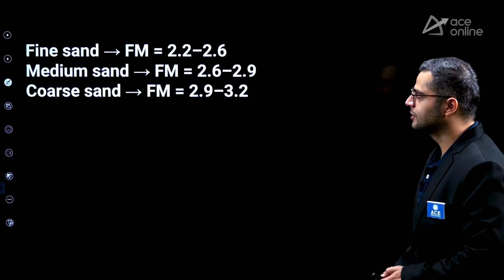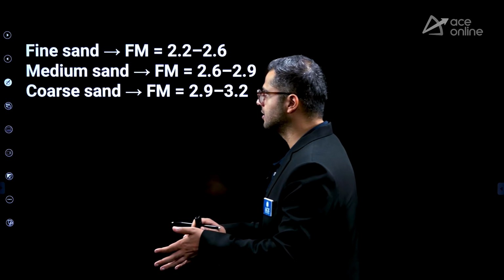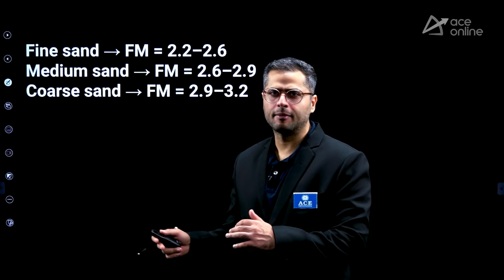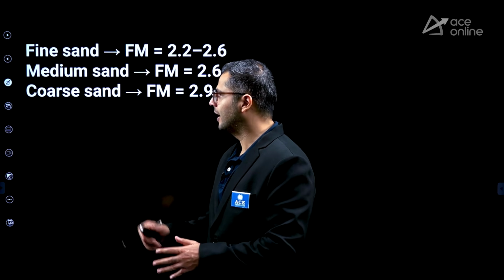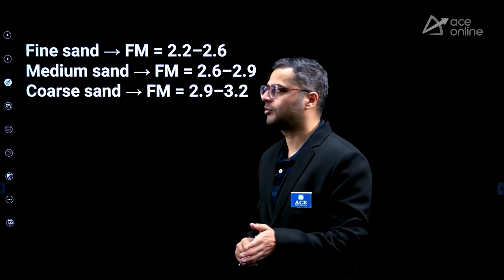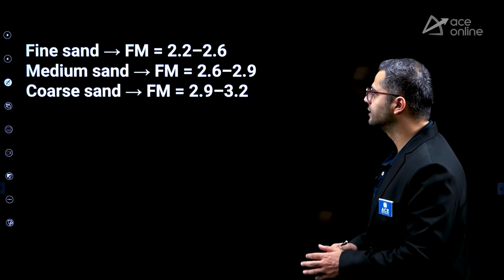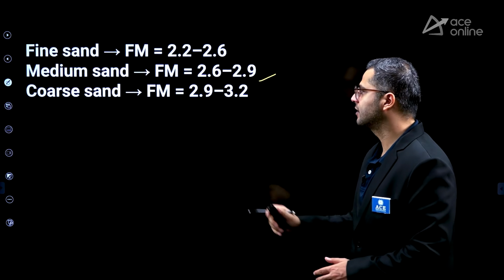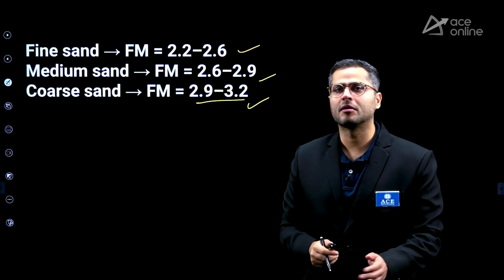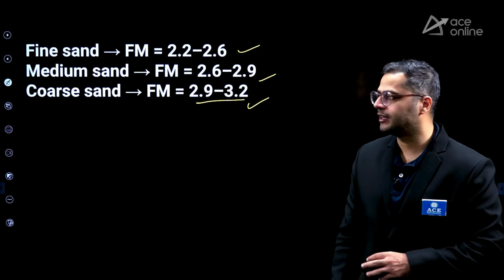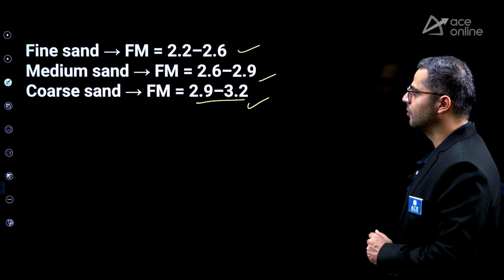And some extra information you can just keep in mind, based upon fineness modulus and its classification. In some state level examinations, this has been asked. Fine sand will have a fineness modulus from 2.2 to 2.6. Medium sand will have 2.6 to 2.9. Coarse sand will have 2.9 to 3.2. So please keep these considerations in mind in regard of fineness modulus. This classification is seen in a couple of competitive examinations.